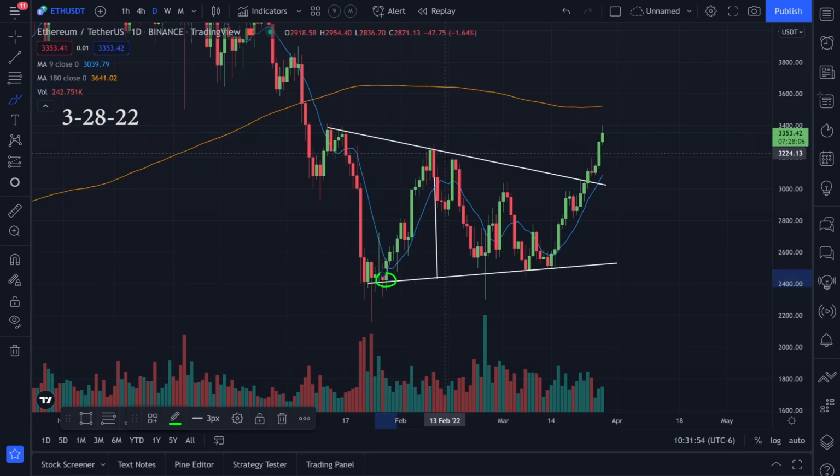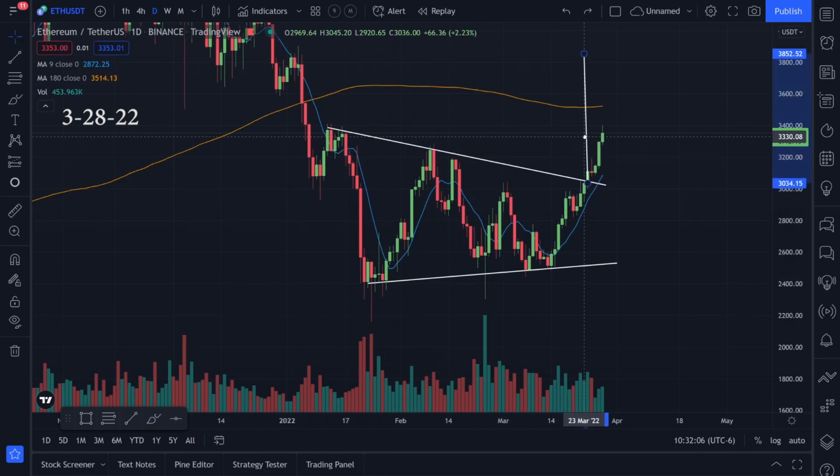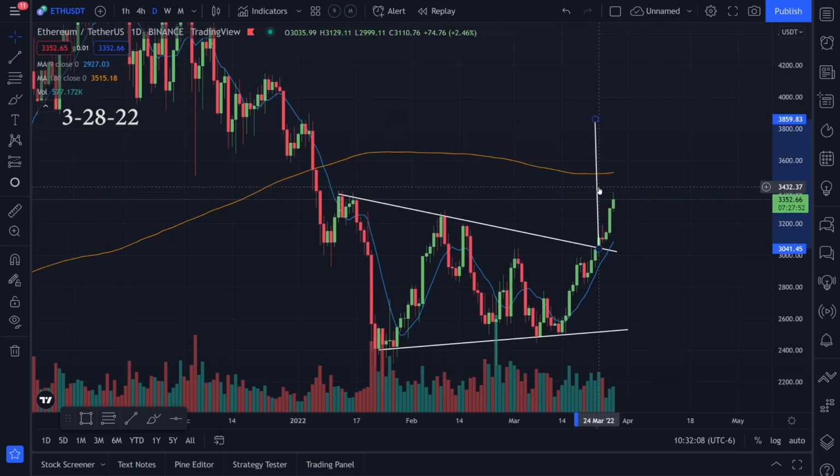We have a point right here of contact, a point right here, and a point right here, and it's kind of in the middle. I like shooting for the middle of the pattern. So drag from the top to the bottom of that pattern, and then we'll drag this to the breakout, something like this. And I was looking at a target of approximately 3,859.